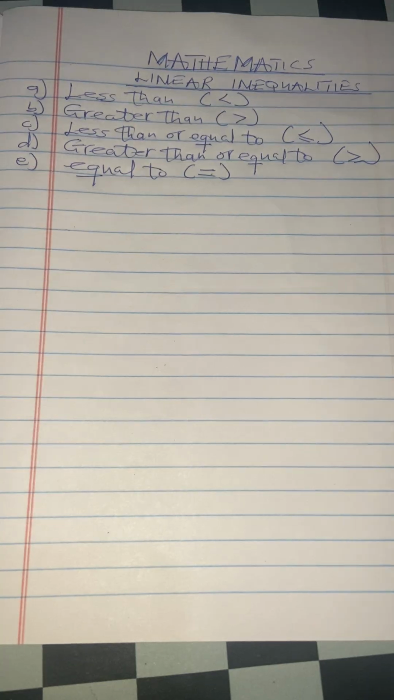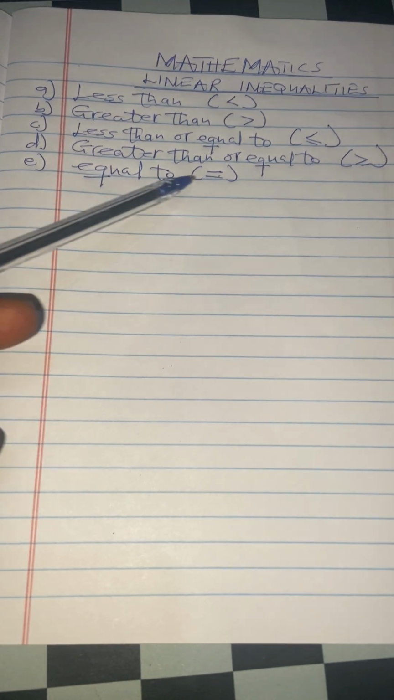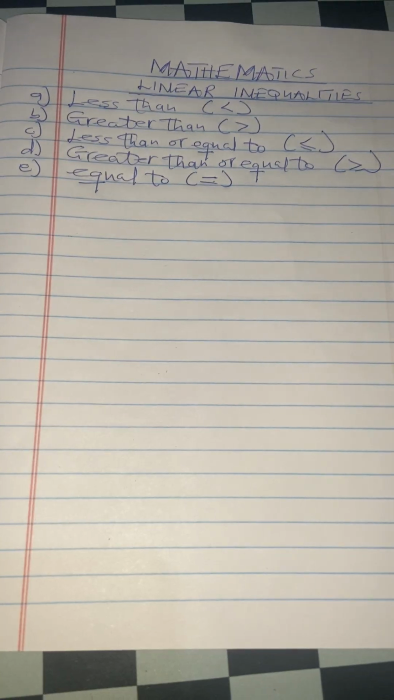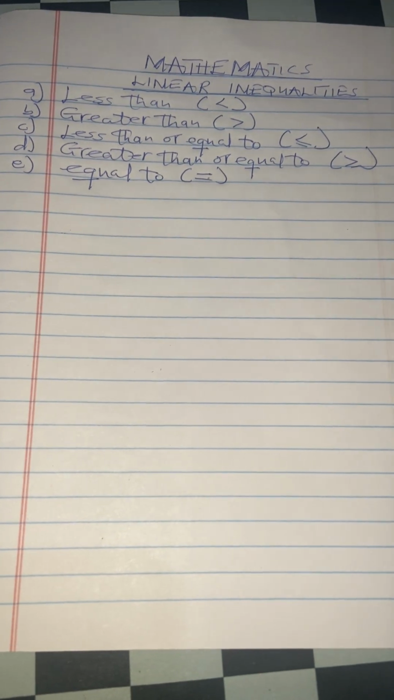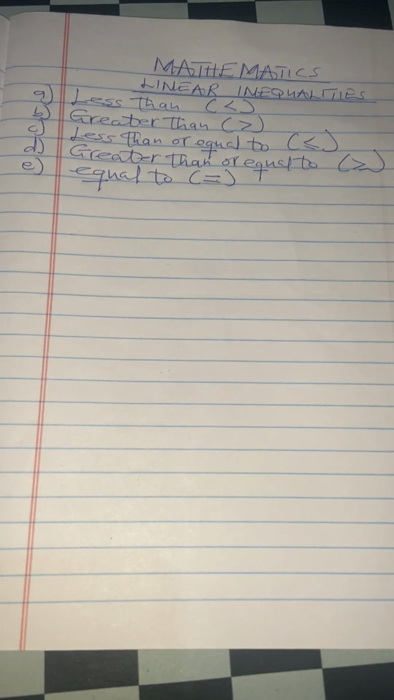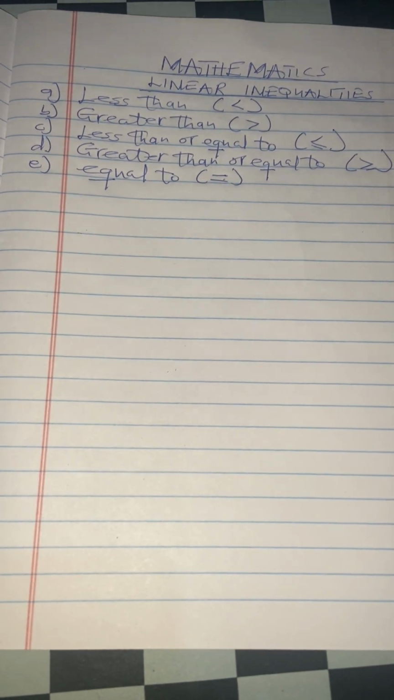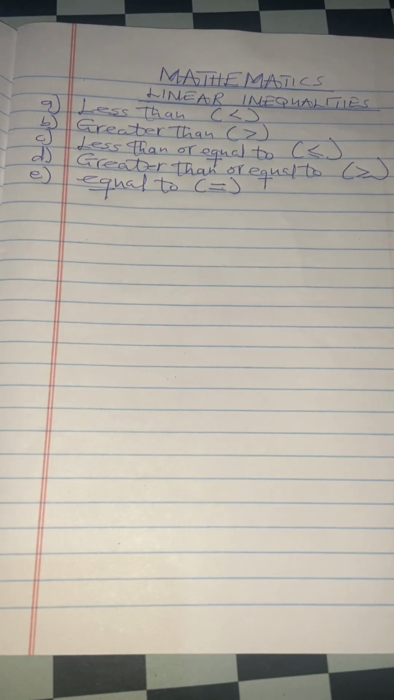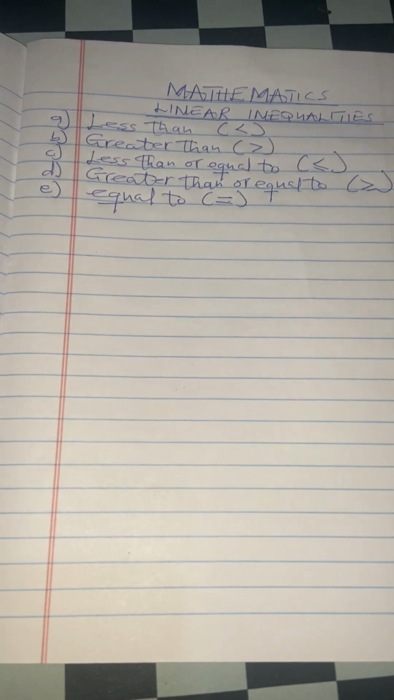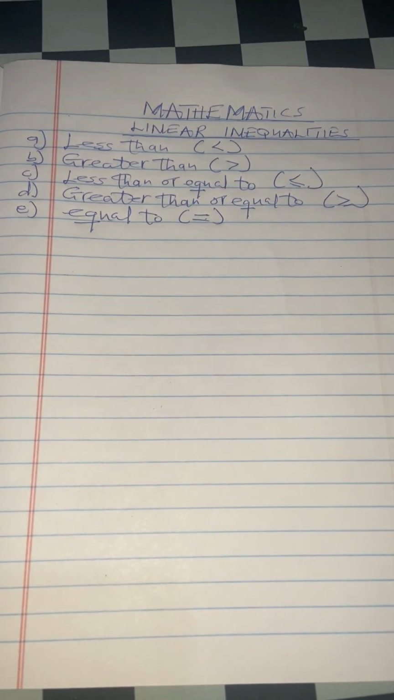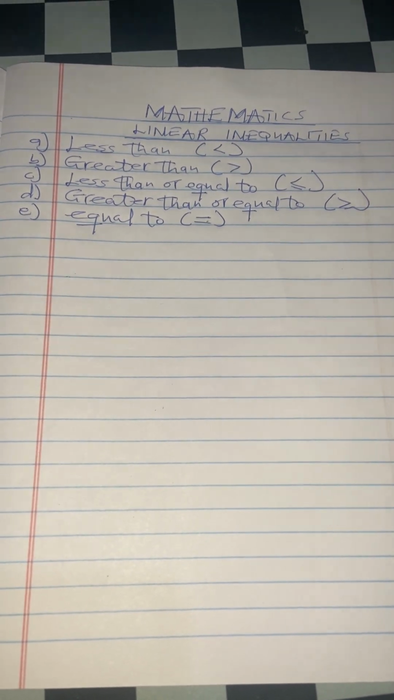Then we have the equal sign. We have the equal sign here. Okay. So these are some of the signs that we are going to meet during that topic. Less than, greater than, less than or equal to, greater than or equal to, or equal to as well, right? Yes. So master them and take good note of them as well.